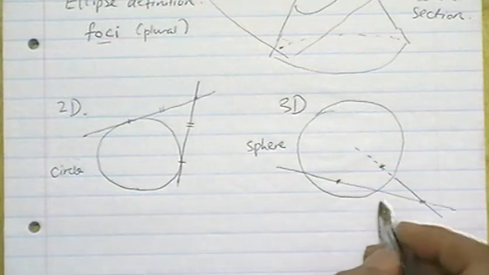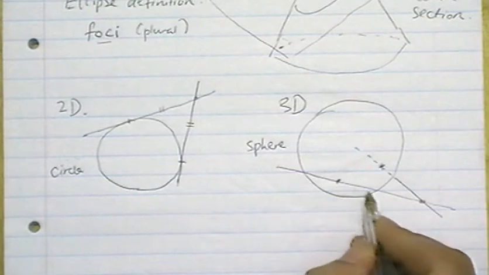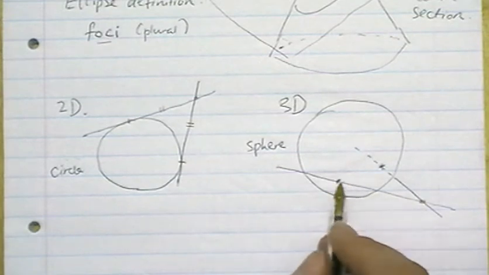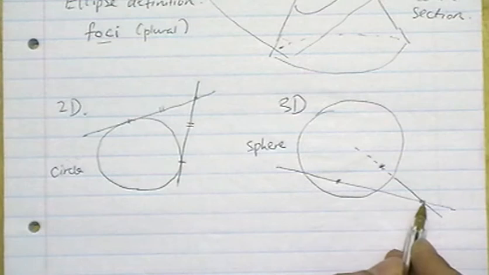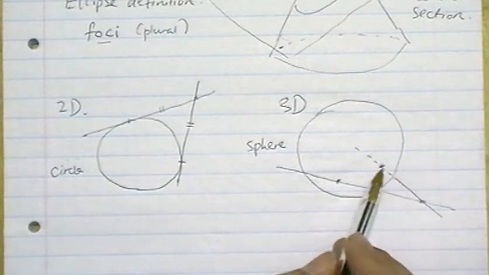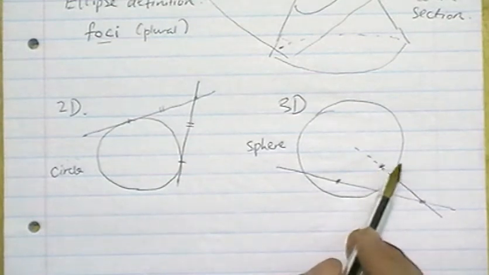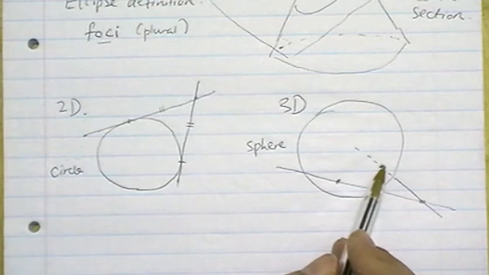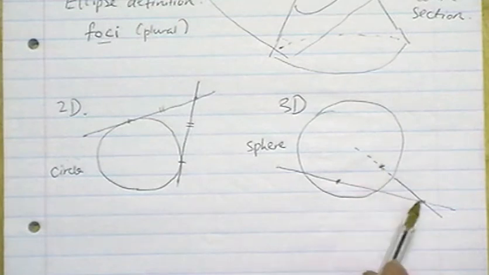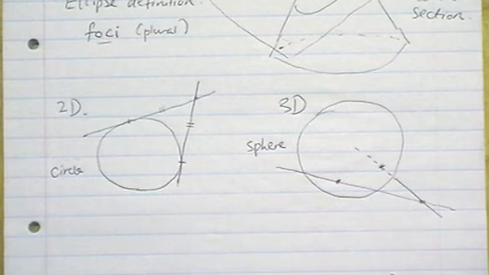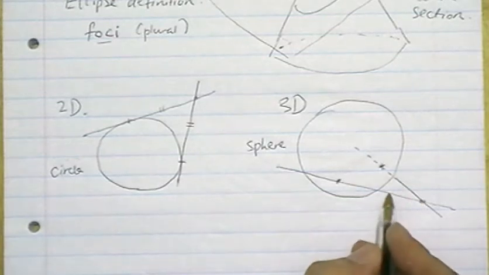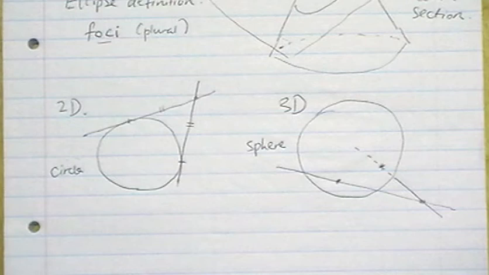Can I also say that the length of this line from the touching point to the crossing point is the same as the length from the other point of contact to the crossing point? Can I say that they are equal? It is not so obvious this time. But in fact, we can.